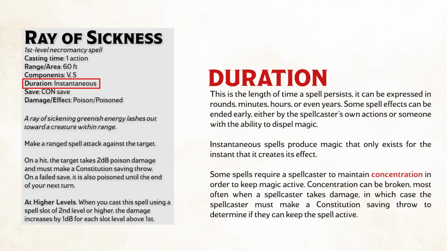Duration. This is the length of time a spell persists. It can be expressed in rounds, minutes, hours, or even years. Some spell effects can be ended early, either by the spellcaster's own actions or someone with the ability to dispel magic. Instantaneous spells produce magic that only exists for the instant that it creates its effect. Some spells require a spellcaster to maintain concentration in order to keep magic active. Concentration can be broken, most often when a spellcaster takes damage, in which case the spellcaster must make a Constitution saving throw to determine if they can keep the spell active.